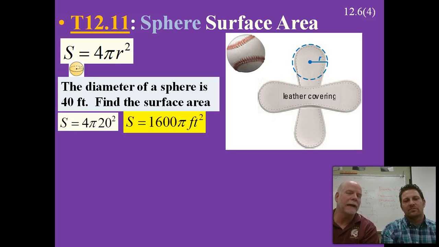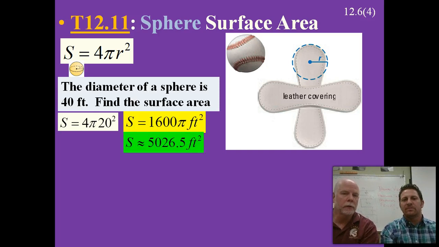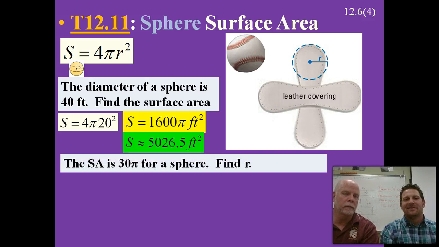Now again, that's an exact answer. If you needed to round that off to whatever level, you could plug that into your calculator and get that rounded off. But really it's just a matter of plugging in the radius, squaring it, multiplying by 4, multiplying by pi. I think they do give the approximation for the surface area: approximately 5,026 and a half square feet. So that's a large sphere, with a diameter of 40 feet. That's a big water tank or something.